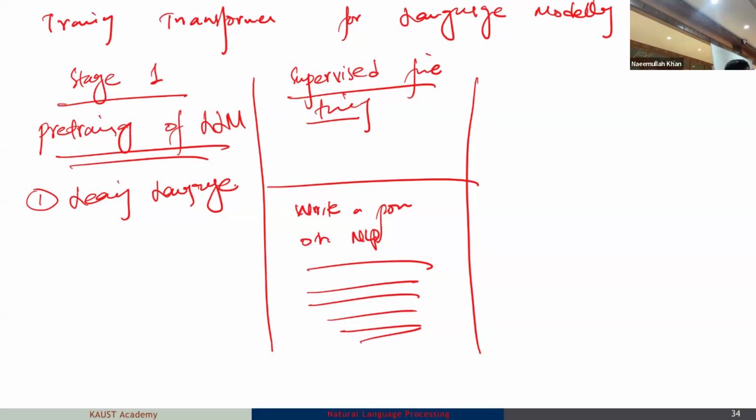Yes. Fine-tuning is to predict the next one. Yes. Next token, yes.